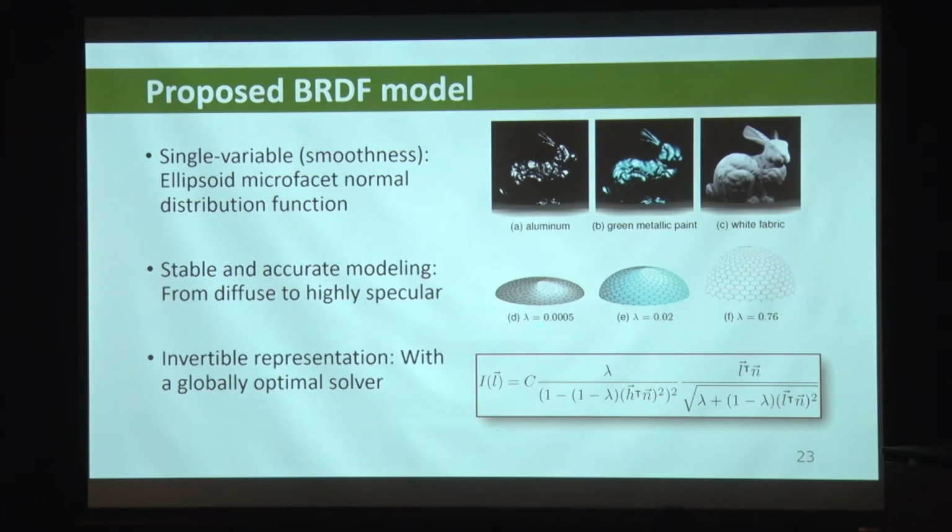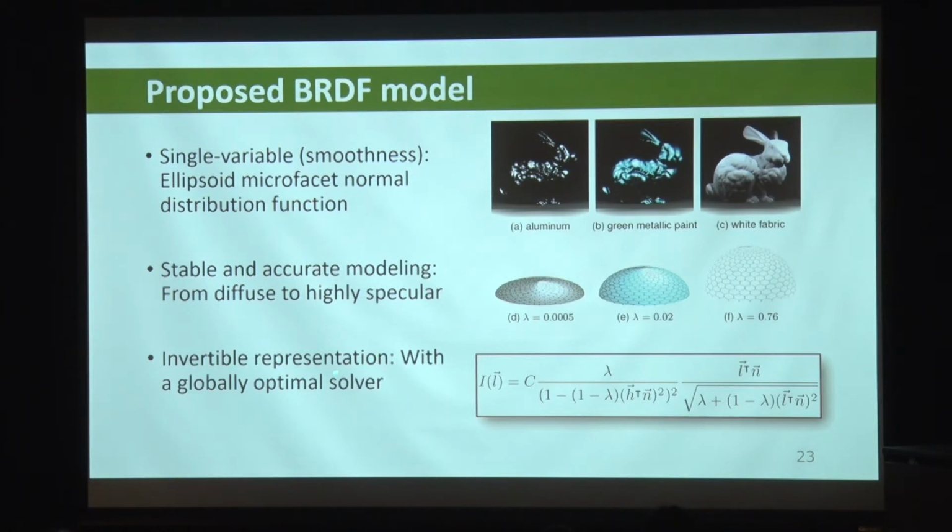By just changing the lambda here, we can cover different types of material. This can be pretty much diffuse like fabric, or this can be some metallic paint, but all these materials can be represented under this model. But for the inverse problem, like photometric stereo, the most important property is that it should be an invertible representation, just because it's only one parameter, and this is a forward image formation model.